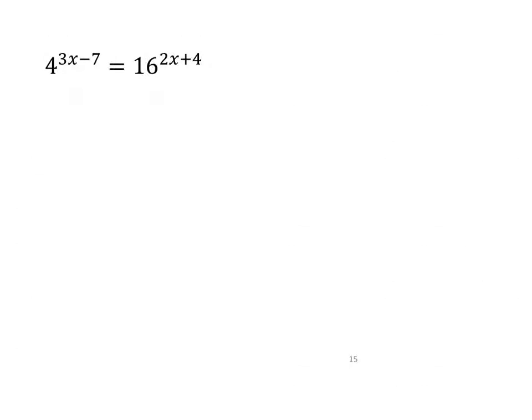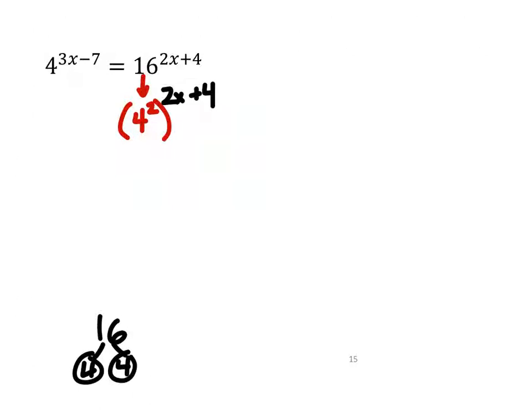So let's just look at 16 for now. 16 would split up into 4 and 4. So I'm looking for base 4s right now in this case. So that means that 16 by itself is 4 to the power of 2. Now that had an exponent of 2x plus 4. And this equals, well, we already had that base 4 to the power of 3x minus 7, right? Now we have the same bases, kind of, but I have that red base 4 to the power of 2 in parentheses.